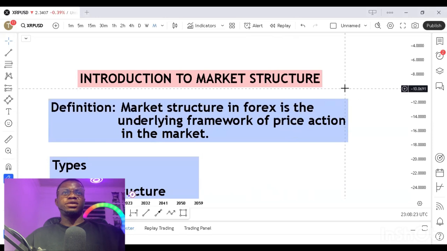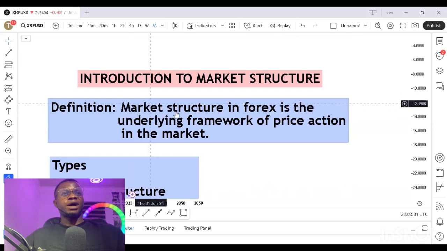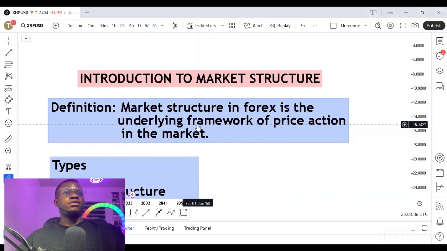Before we do anything, let us first of all understand the structure. So in definition, market structure in Forex is the underlying framework of price action in the market. So let me just explain this in the simplest way possible. So what this simply means is you drawing out lines, okay, to identify price actions in the market. So price actions simply means the money that comes into the Forex market.